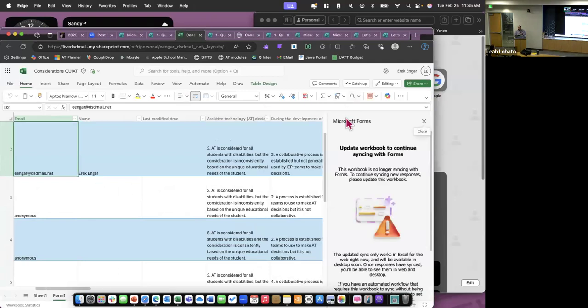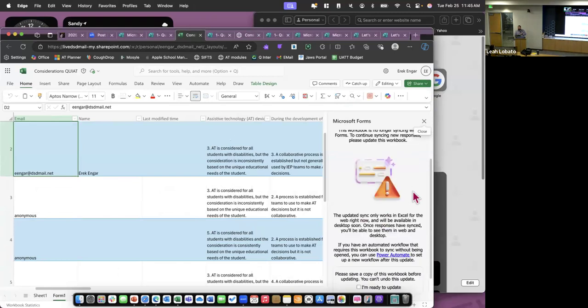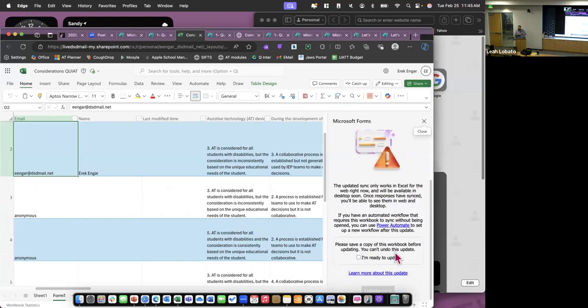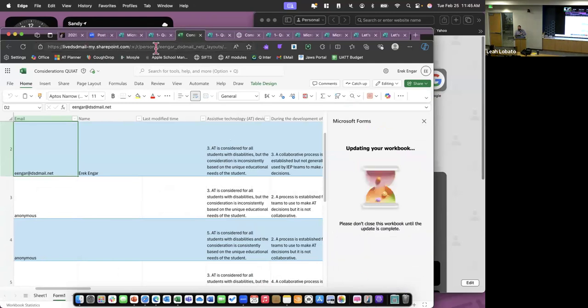Microsoft Forms of course updated. And so they're updating how that works with the old form. I'm ready to update. Update and sync.